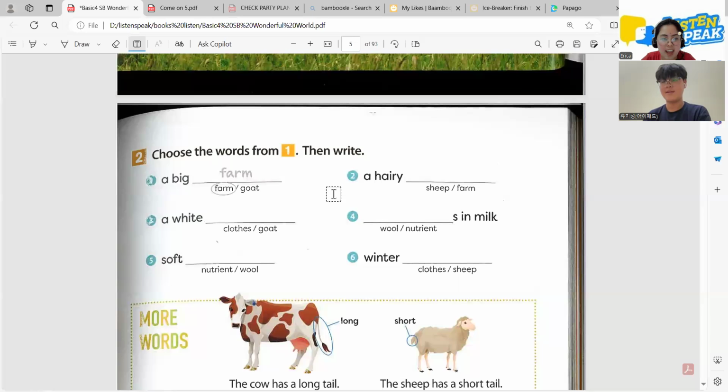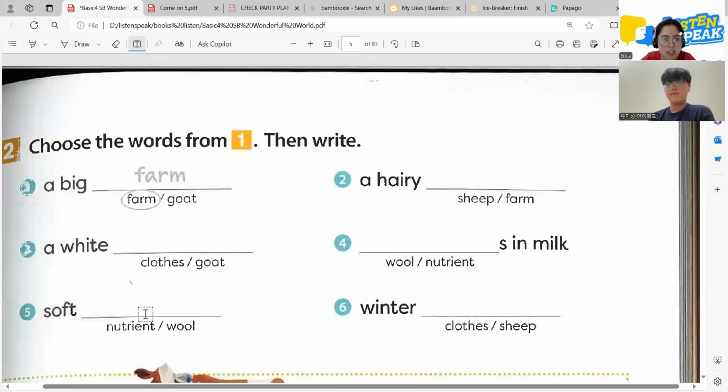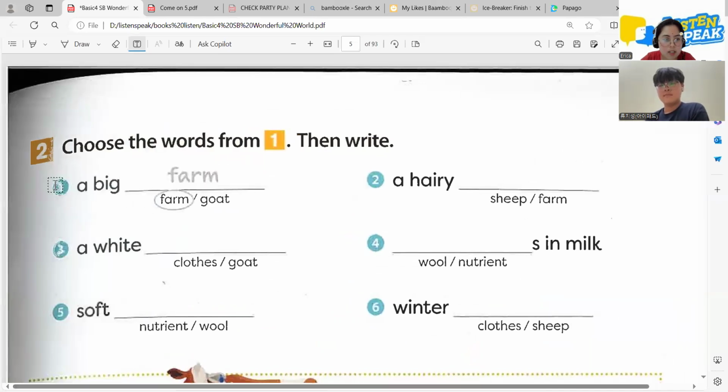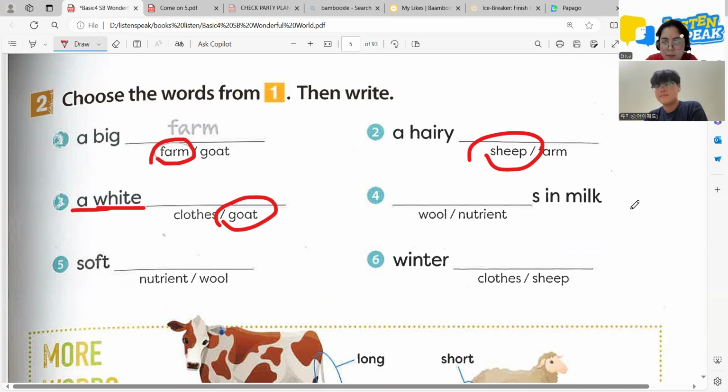Okay, so again, let's answer this part. Choose the words and then write. What do you think is number one? We already have an answer, a big farm. What do you think is number two? A hairy sheep. Number three. A white goat. Four. Nutrients in milk. Five.